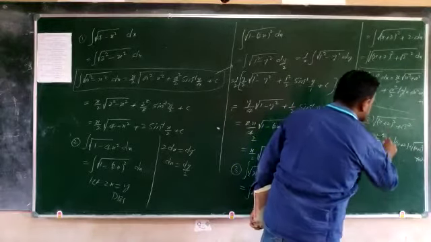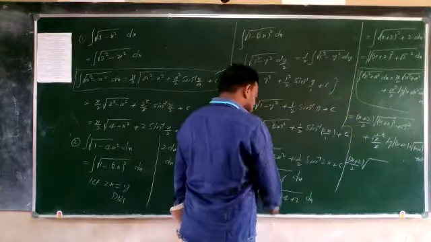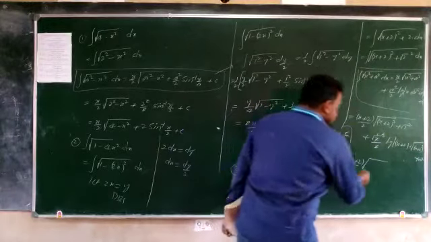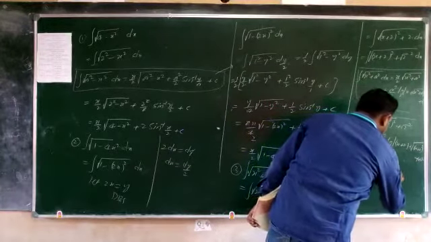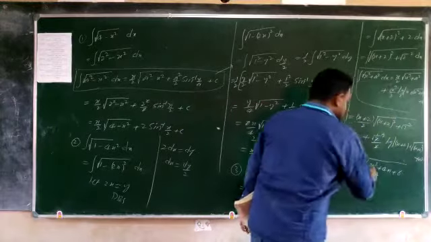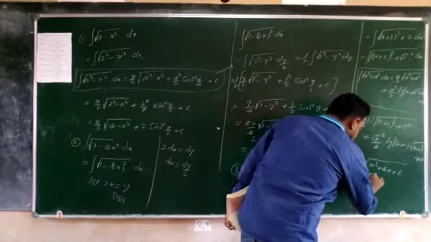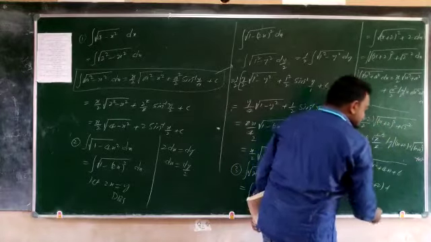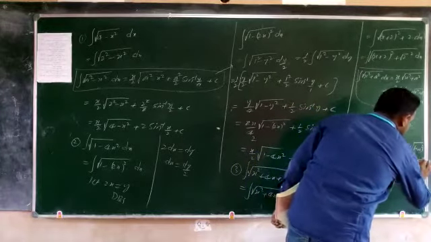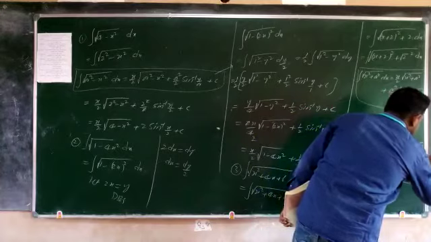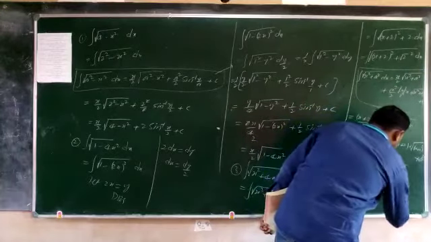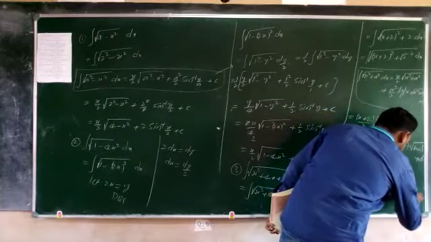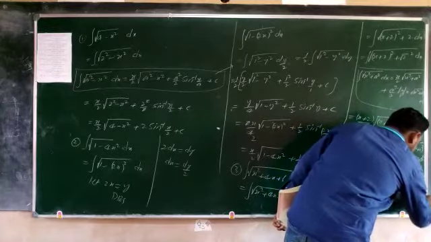into square root of (x+2)² + (√2)² is equal to the quotient only, that one. So x² + 4x + 6. Next, plus log|x + 2 + square root of (x+2)² + (√2)²|. What is (√2)² equal to? That is equal to the same, this one only. x² + 4x + 6 + c.